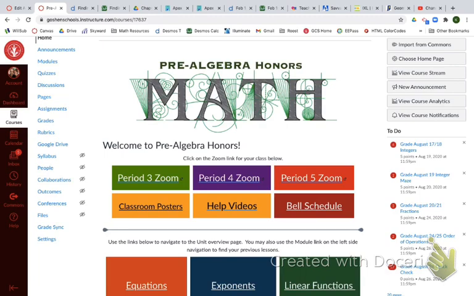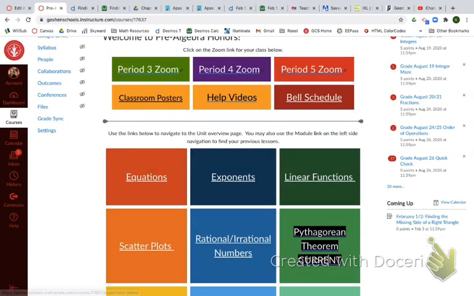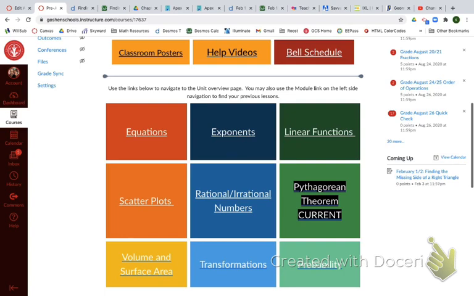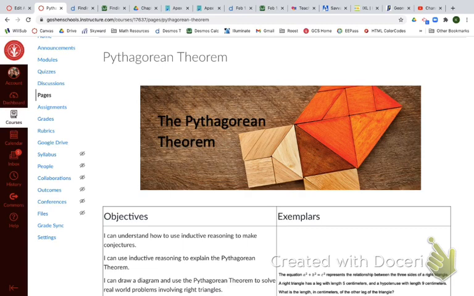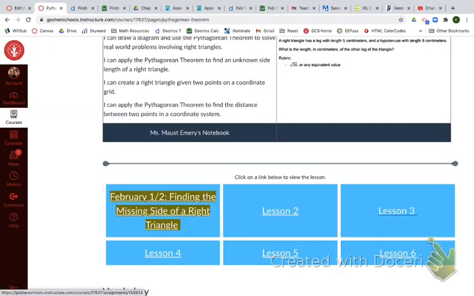So first things first, I do want to show you guys how to get to our new unit. If you scroll down, you will see that I have highlighted in black this time the Pythagorean theorem. You're going to click on that, and it will take you to our unit page, where you will scroll down to get to your assignment, which is called February 1/2, finding the missing side of a right triangle.